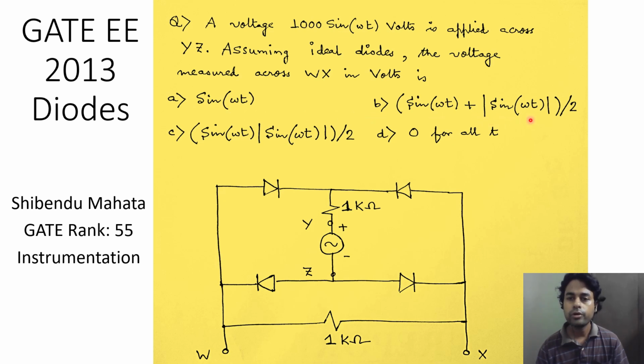t plus mod of sin ωt, whole divided by 2, option C, sin ωt multiplied by mod of sin ωt, whole divided by 2, and option D is 0 for all t. And this is the circuit. So this is the YZ terminal across which the input voltage of 1000 sin ωt has been applied, and this is the 1 kilo ohm load resistance across which we want to measure the output voltage.